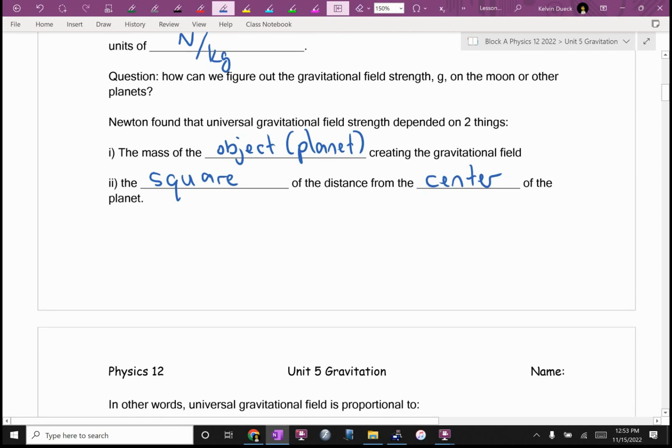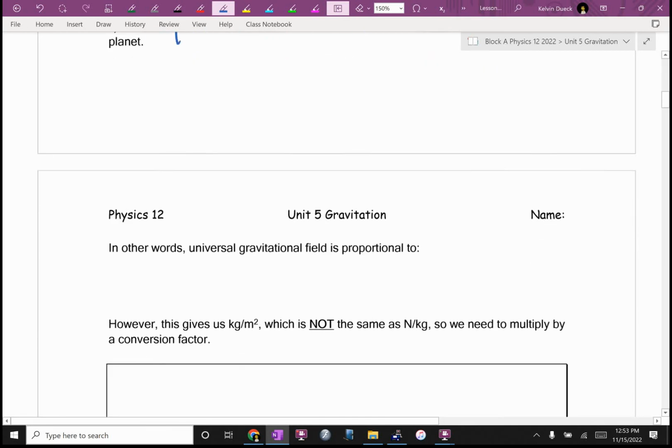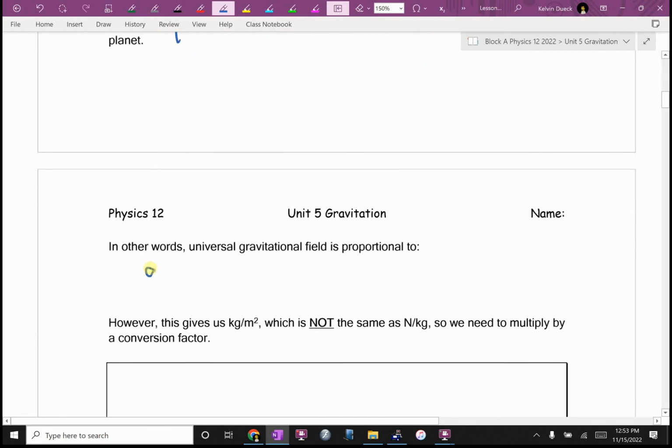In other words, he said this on the next page. Universal gravitational field, we'll still use a lowercase g, is proportional to, depends on, that symbol there, that little fish means depends on two things. The mass of the planet divided by how far you are from the planet center squared.